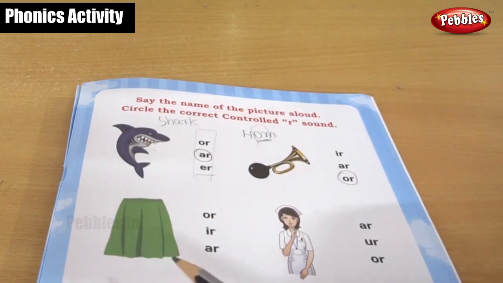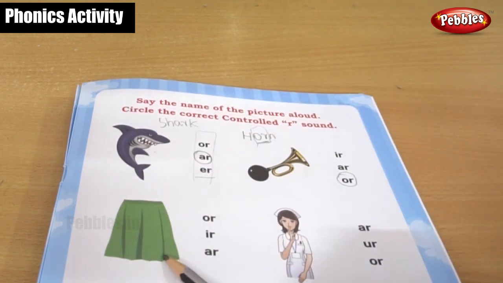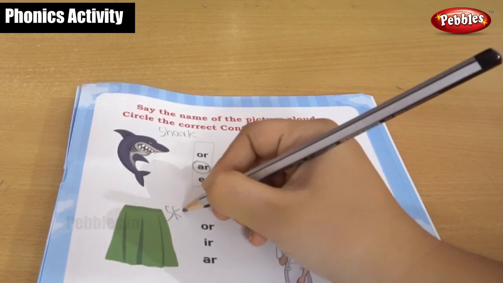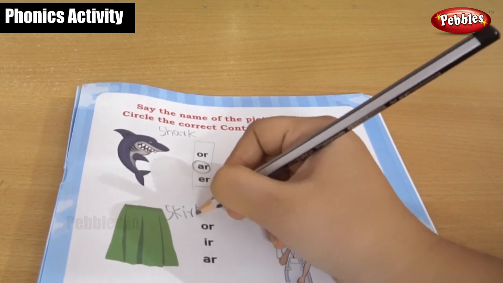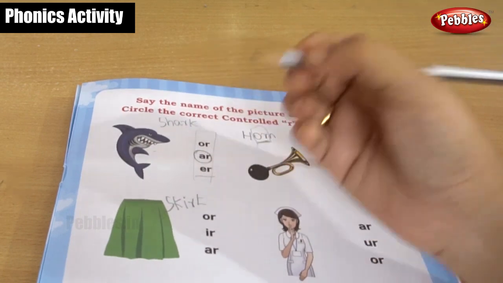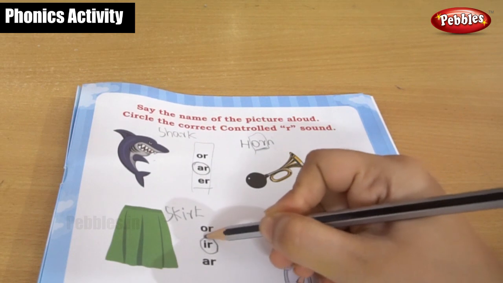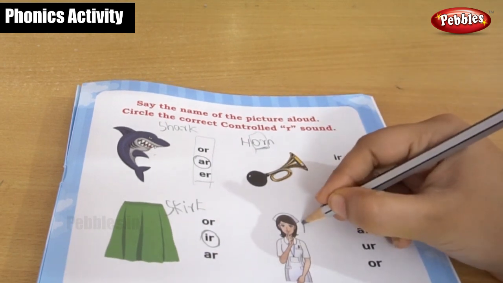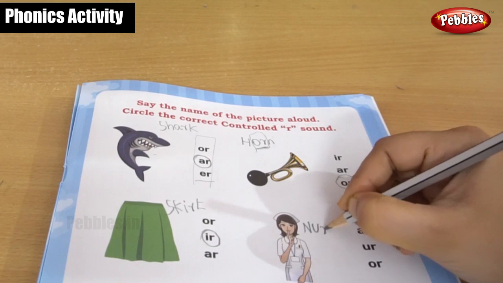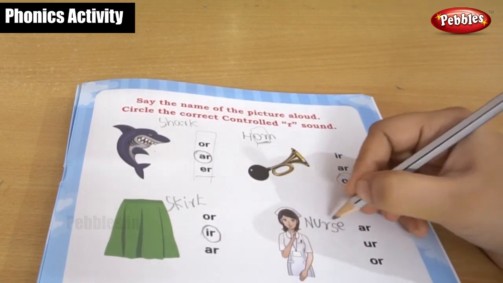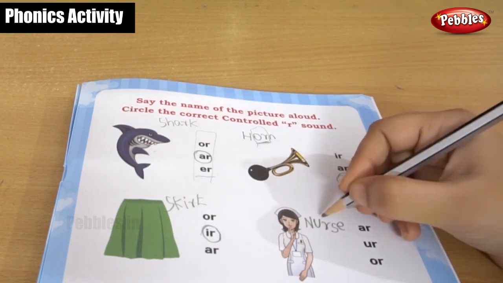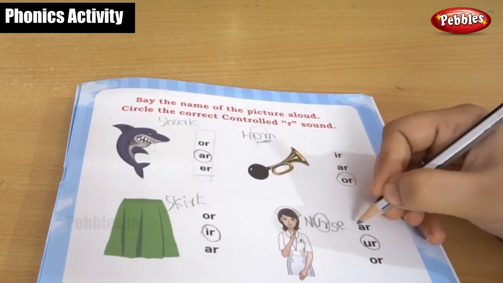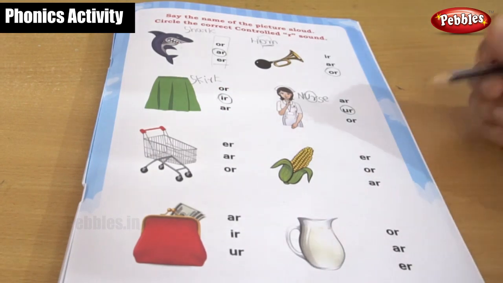Okay, let's see the next one. This is a skirt, isn't it? Let's write the spelling for skirt. S-K-I-R-T, skirt. Yes, I-R. This is a nurse. Let's write the spelling for nurse. N-U-R-S-E. Nurse. Yes, you are getting the short U sound and the R sound. Nurse. Okay, look at the next picture.